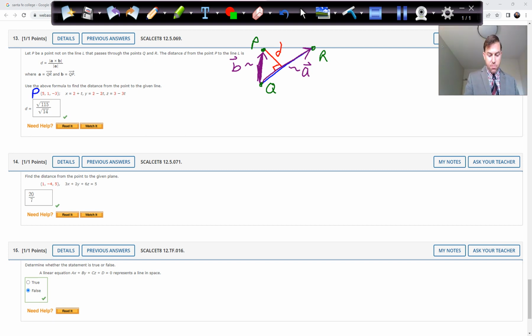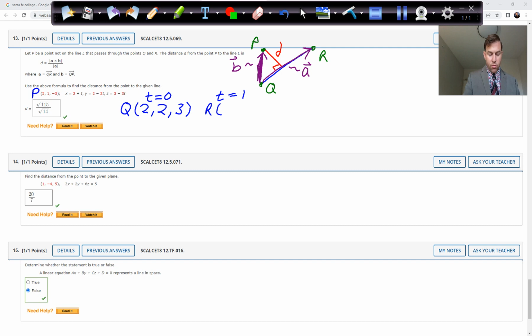Now they give us this line that Q and R sit on, and it's parametric. So we're going to let t equal different values. We're going to let t equal 0, and we're going to solve for the point, and we're going to call that point Q. So when t is 0, x would be 2, y would also be 2, and z would be 3. So that's point Q. Now point R, we're going to let t equal 1, just some other value. Pick easy numbers like 0 and 1.